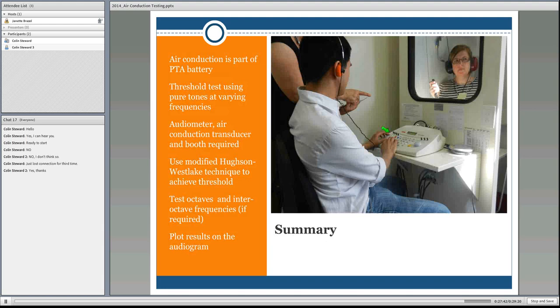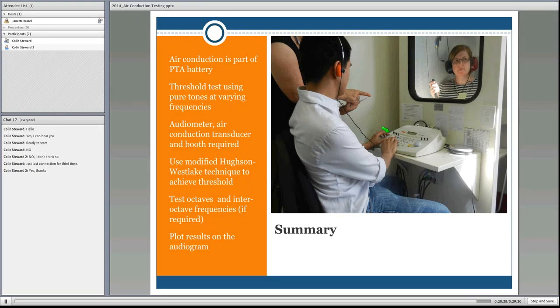Okay, so in summary, our air conduction is a part of the pure tone audiometry battery. And it's a threshold test using pure tones at varying frequencies. And those frequencies are important to speech. They're in the speech range, and as we looked last week, we saw the speech banana. So we want to test the frequencies that will affect our communication ability. We're going to use an audiometer. We're going to hopefully have a soundproof booth. And we're going to use an air conduction transducer to transmit the sound. That will either be our headphones or our insert earphones. We use the modified Hughson-Westlake technique to achieve threshold, which is an ascending descending technique, and we'll test our octaves and our inter-octave frequencies if they're required.